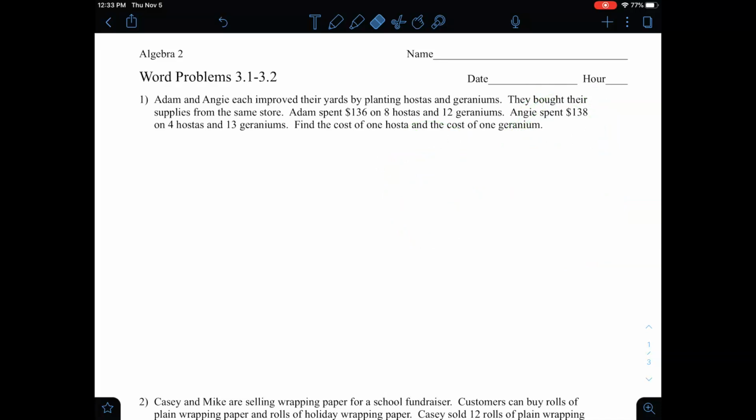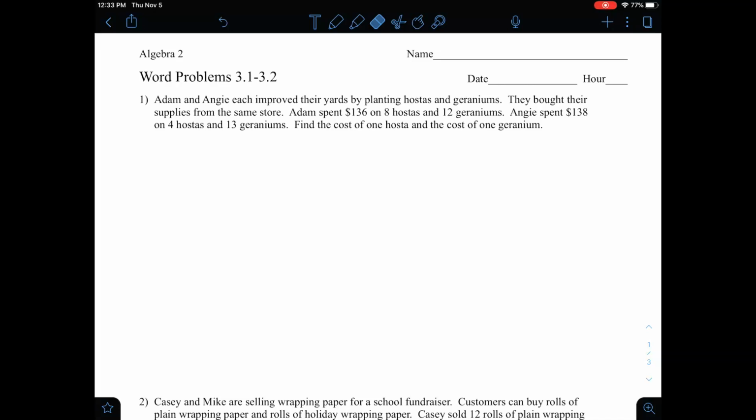Okay, question 1. Adam and Angie each improved their yards by planting hostas and geraniums. They bought their supplies from the same store. Adam spent $136 on 8 hostas and 12 geraniums. Angie spent $138 on 4 hostas and 13 geraniums. Find the cost of 1 hosta and the cost of 1 geranium.